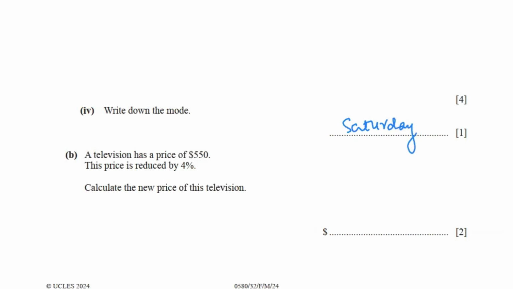Then part B says the television has a price of $550. This price is reduced by 4%. Calculate the new price. So if this price is reduced by 4%, that means we're trying to find 96% of 550. So 96% of 550 is going to be $528. That is the new price of the television after the reduction.